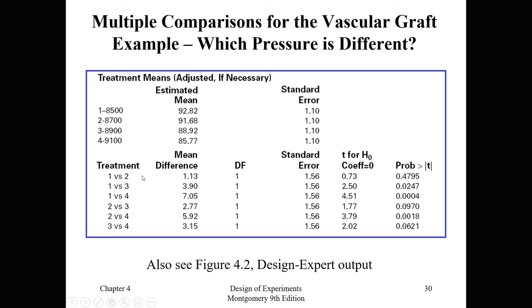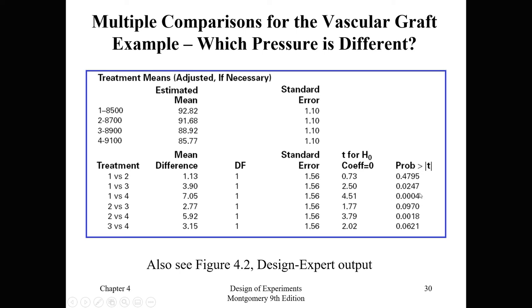So treatment 1 versus treatment 2: it looks like they are not statistically significantly different, p-value 0.47. Treatment 1 and treatment 3 look to be statistically significantly different, but this is unadjusted. Once adjusted for the number of tests, this is probably not going to be statistically significantly different. It might be borderline, so maybe 1 and 3 are different, maybe not. And for the mean difference, 1 minus 3, it looks like 1 is going to be higher than 3.